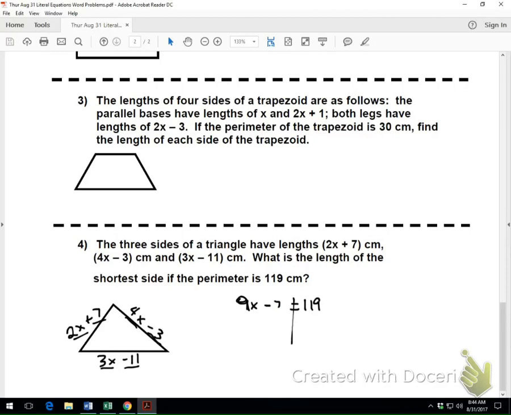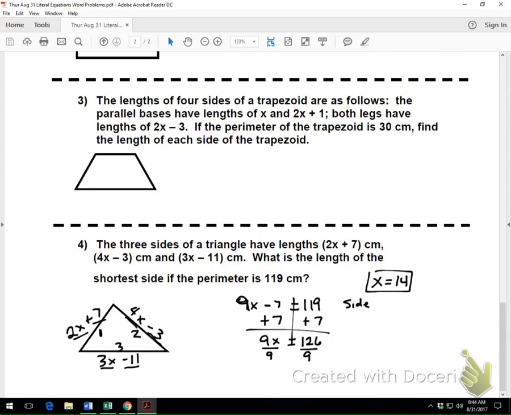Okay, draw my line. What do I do? Add 7. Perfect. So I get 9x equals 126. Divide by 9. I get x equals 14. Okay, so that's my x. So let's just do side 1. We'll say side 1 is this side, this is 2, this is 3.